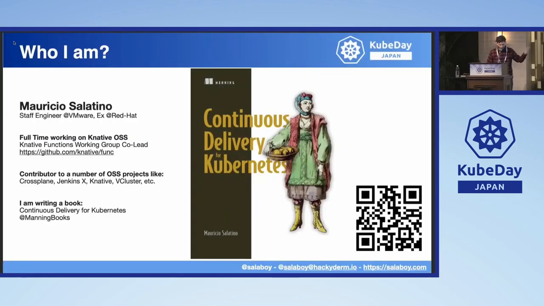Again, as I mentioned, my name is Mauricio Salatino. I'm at Salavoy on Twitter and also on Mastodon nowadays. I'm working full-time on a project that is called Knative. I don't know if you have heard about that project. It's about serverless and building functions. So I recommend you to check it out. I will be showing a bit of that later on.